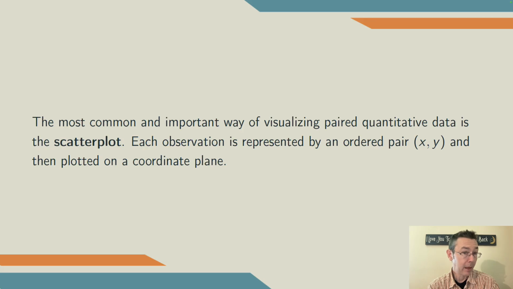The most common and important way of visualizing paired data is the scatter plot. We take those two variables, and we take the observations, and for each one we make an ordered pair, x, y, and then we plot those on a standard Cartesian coordinate plane.